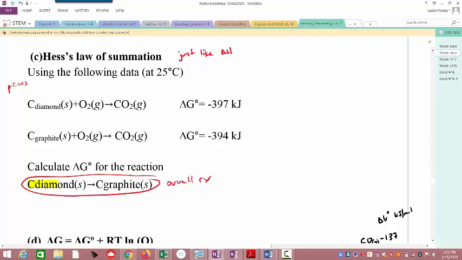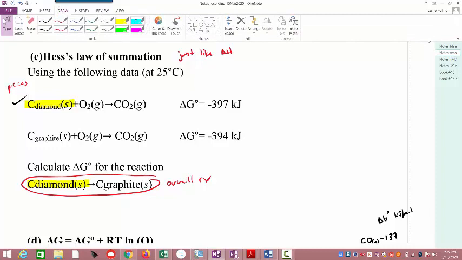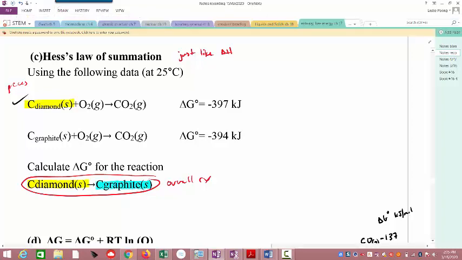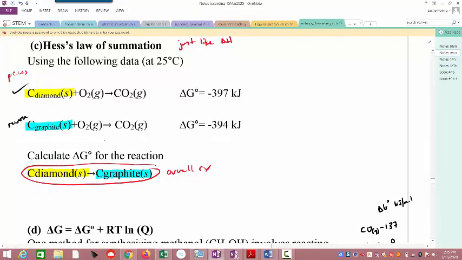So you need carbon as diamond on the left, which you already have. So that means this reaction we're going to keep exactly as it is. You need graphite on the right. So this reaction we're going to need to reverse. So when we reverse it, that gives us the CO2 gas on the left, the C graphite solid, and the O2 gas on the right. And when you reverse, you change the sign.